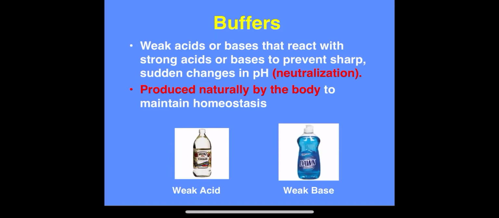Buffers are weak acids or bases that react with strong acids or bases to prevent sharp, sudden changes in pH. This is called neutralization and is produced naturally by the body to maintain homeostasis. So vinegar is a weak acid while the cleaner is a weak base.